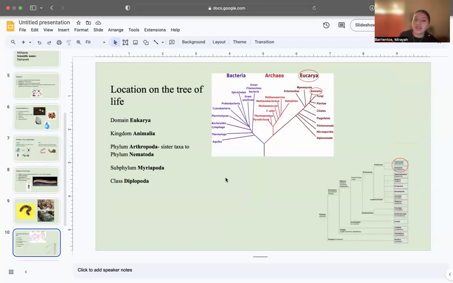So the location on the tree of life, they're under the domain Eukarya, and they're under the kingdom Animalia, or animal. And like I said earlier, they're classified under phylum Arthropoda, which is very diverse, but their sister taxa is phylum Nematoda. And they're in the subphylum Myriapodia, which I said is centipedes, millipedes, stuff like that. And then their class is Diplopodia, which is also their scientific name. So here is Eukarya, Animalia, and then here are the phyla that are sister taxa.